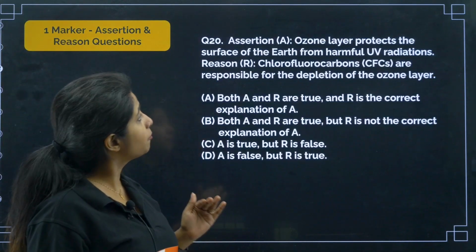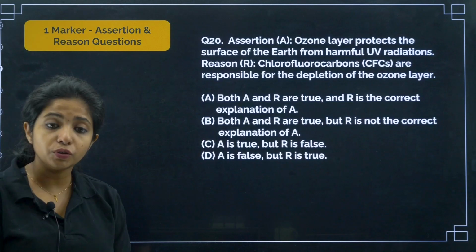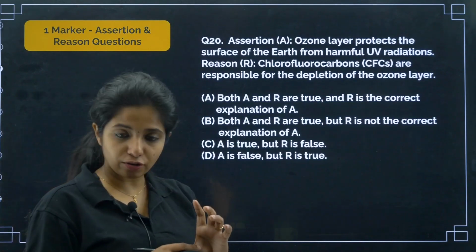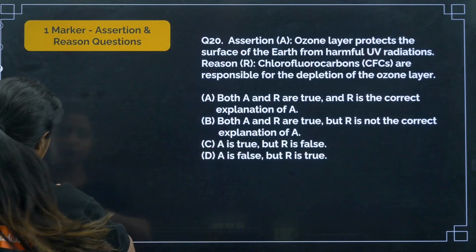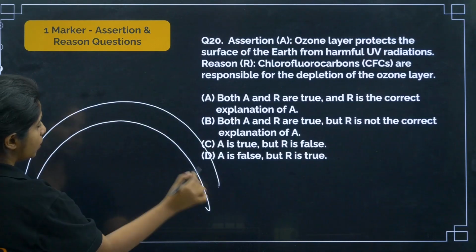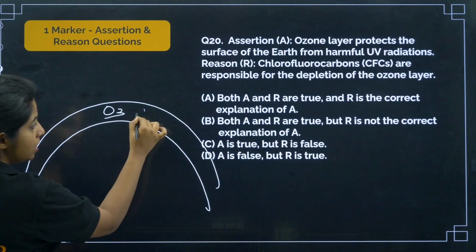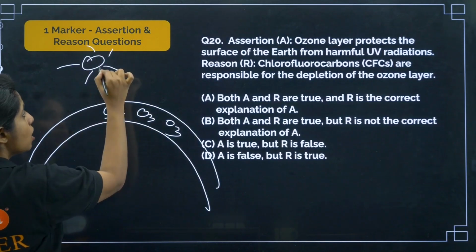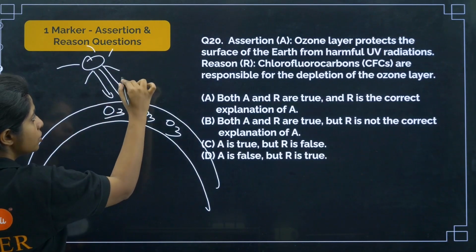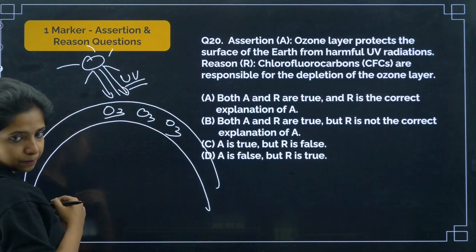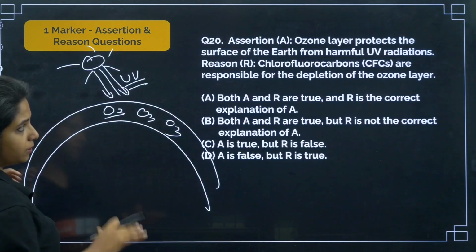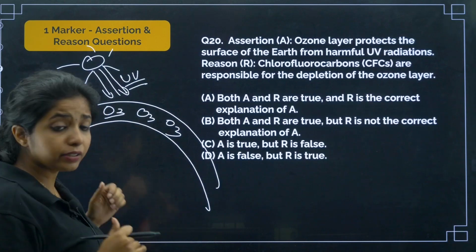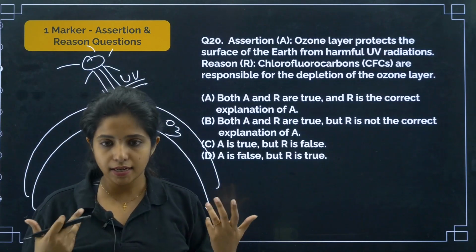Assertion. Ozone layer protects the surface of Earth from harmful UV radiation. Does it? Does it? So, ozone layer is present in our stratosphere, my dear children, and it basically forms a layer like this, and ozone is basically O3 molecule, right? So, O3 molecules basically they come together to form a layer such that it could protect us from these harmful radiations, UV radiations of the sun. That is the use of it. It absorbs it. Does not allow the UV radiations to reach us. Because if it reaches, we can get cancer and stuff like that.